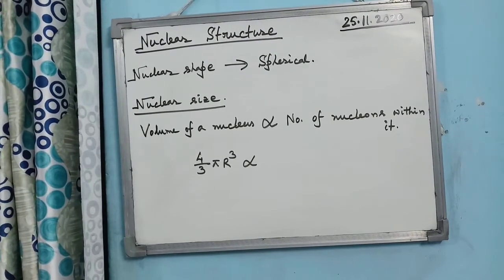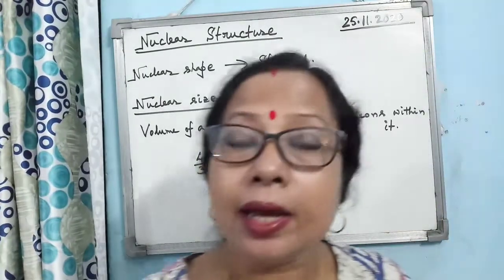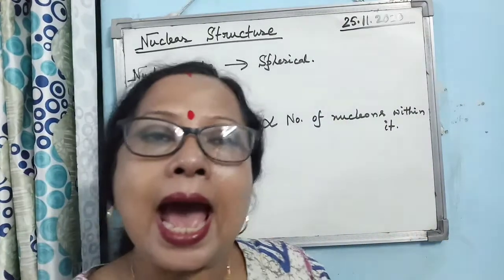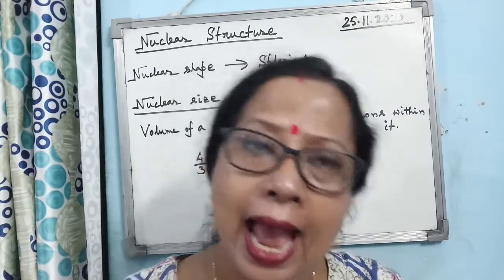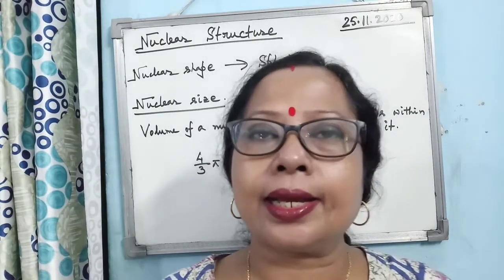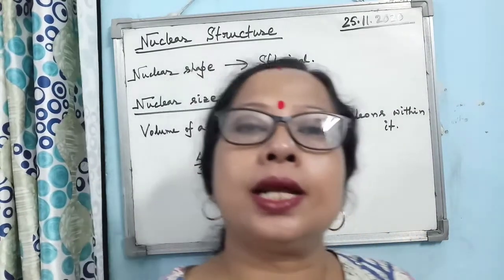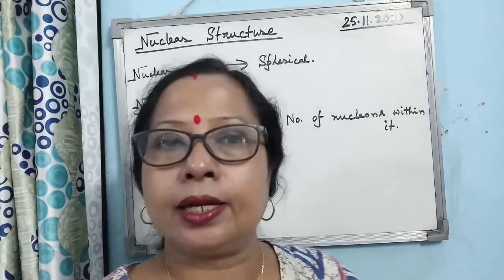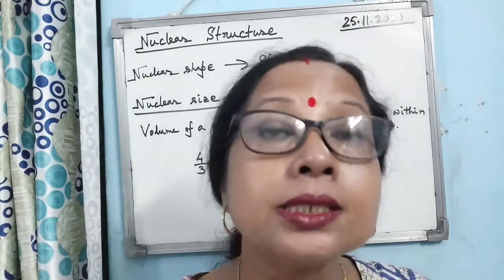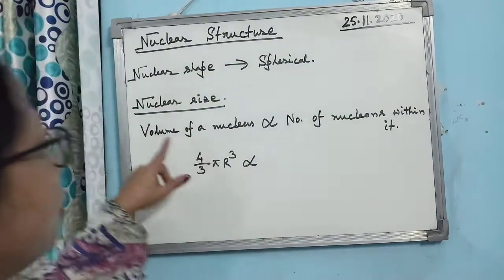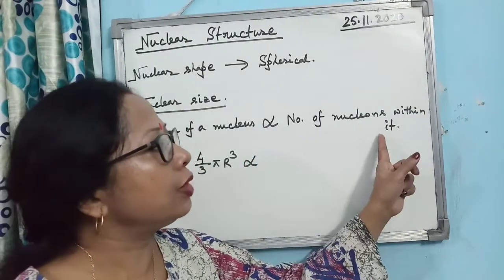The next point is the size of the nucleus. The size of the nucleus is generally determined by its radius. As we are considering that all the nucleons are spherical and the nucleus is also spherical, it is obvious that the volume of the nucleus is directly proportional to the number of nucleons present in it. The more nucleons, that is, the more protons and neutrons, the larger its volume. So you can write: volume of a nucleus is directly proportional to the number of nucleons within it.